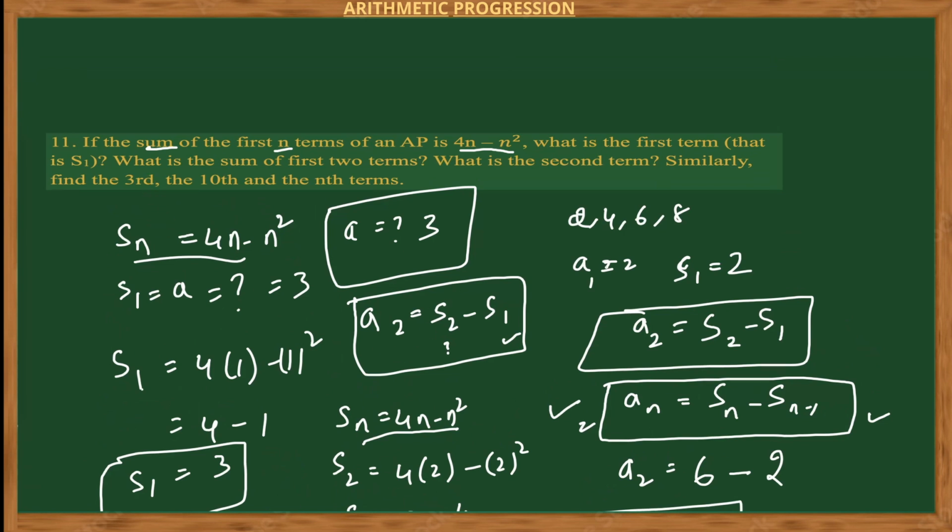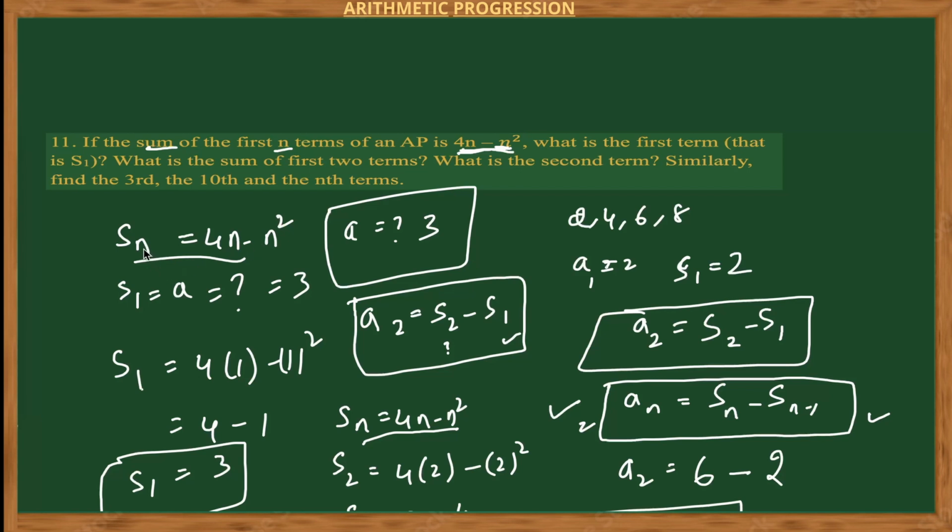Let's read the question here. It says: find the sum of the first n terms of an arithmetic progression which is of this form. Any n terms you take will follow this pattern, 4n minus n square. So you can use this for the sum. So Sn is equal to 4n minus n square. Wherever n is there, that is the sum.